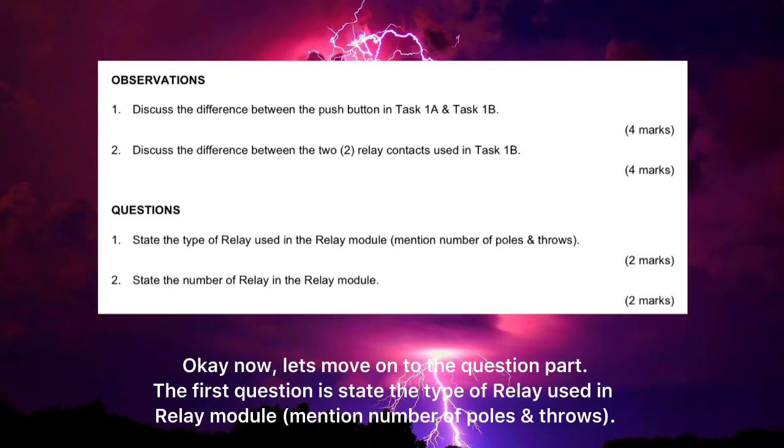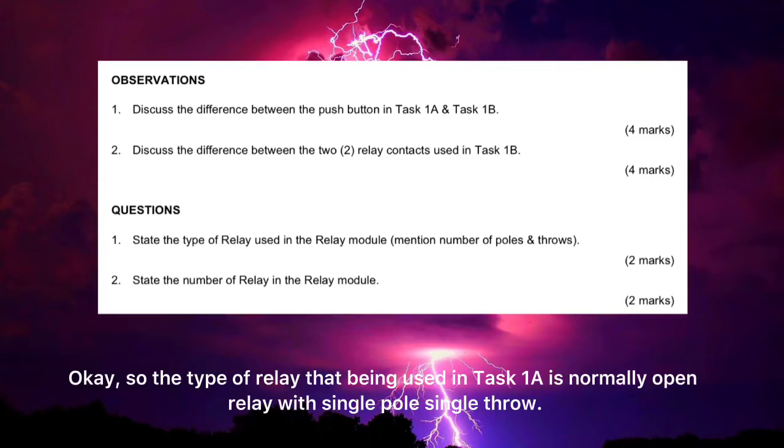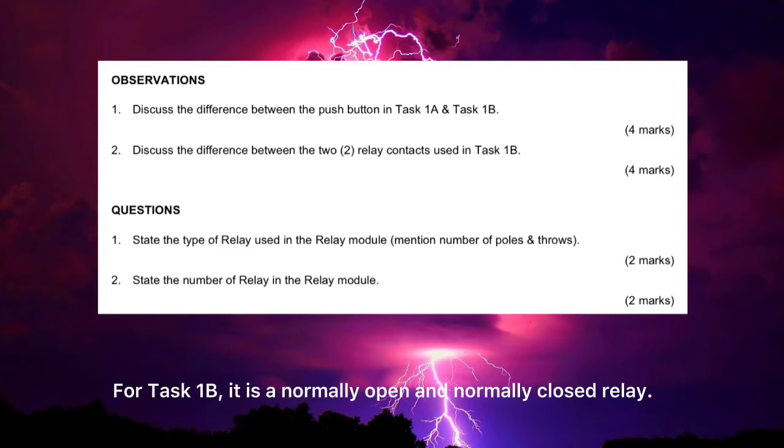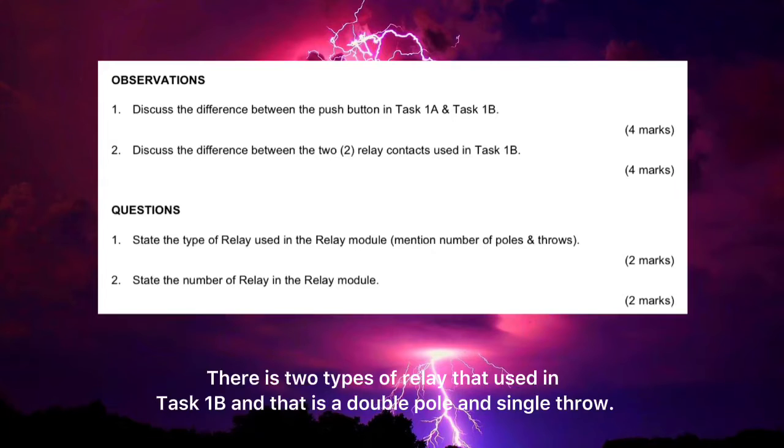Okay, now let's move on to the question part. The first question is to state the type of relay used in the relay module. Mention the number of poles and throws. The type of relay used in Task 1A is a normally open relay with single pole, single throw. For Task 1B, it is a normally open and normally closed relay. There are two types of relay used in Task 1B, and that is a double pole and single throw.